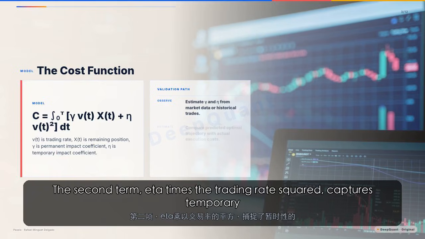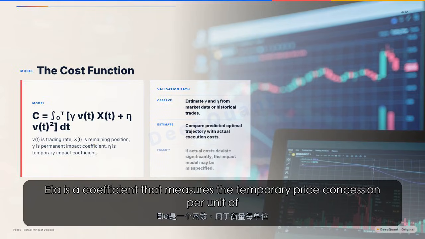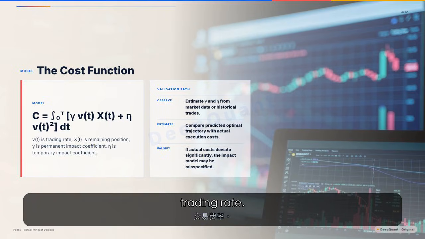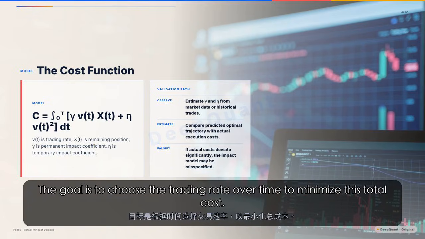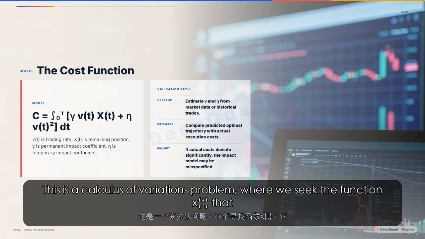The second term, eta times the trading rate squared, captures temporary impact. Eta is a coefficient that measures the temporary price concession per unit of trading rate. Both gamma and eta depend on the asset and market conditions, such as liquidity and volatility. The goal is to choose the trading rate over time to minimize this total cost.